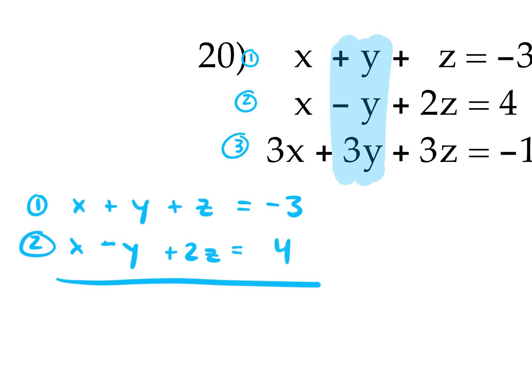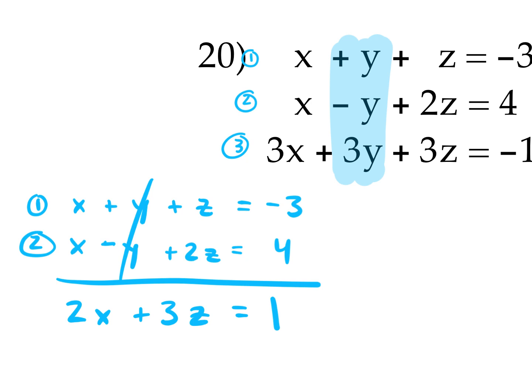So our y's cancel. That was our goal. What's x plus x? 2x. What's z plus 2z? 3z. And negative 3 plus 4? Positive 1. What would I do next now?